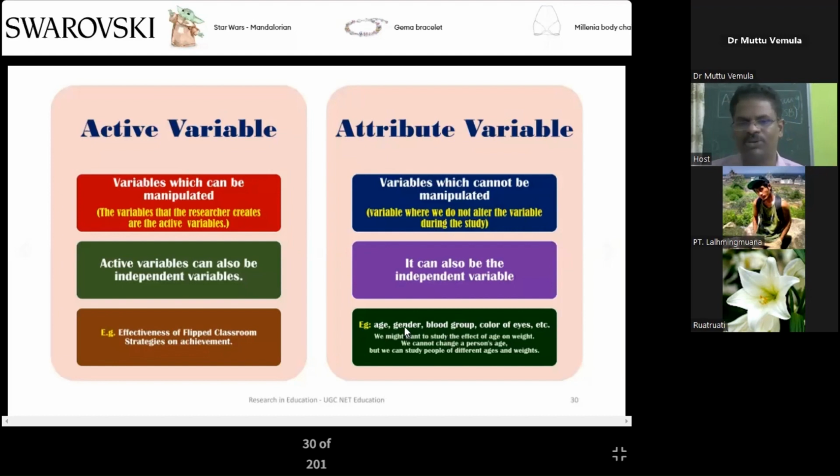Gender: male, female, third gender are there. You don't change anybody's gender. Only attribute. You take what exists. Blood group. We don't change the patient's blood group or the student's blood group. But you choose which blood group you want. Only one blood group you want to study, 2 blood groups, 3 blood groups. Similarly, color of the eyes.